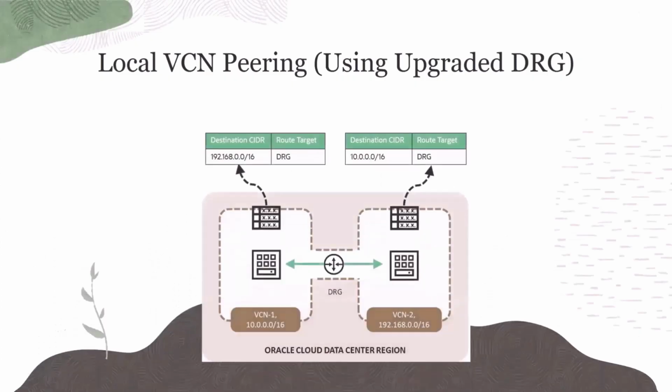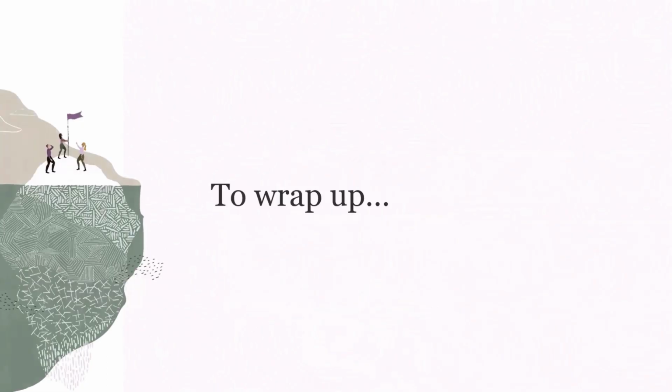Okay. So another way of configuring local VCN peering is by using an upgraded dynamic routing gateway. So here, as you can see, unlike the previous configuration, you don't need two local peering gateways. Rather, you just need one dynamic routing gateway. So you just need to create one dynamic routing gateway and then attach it to both the VCNs. So after the configuration is done, you also need to take care of routing as well as security rules. This marks the end of this lesson where we discussed local VCN peering. Thanks for watching.